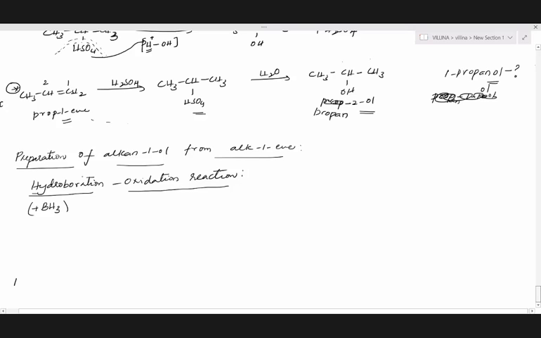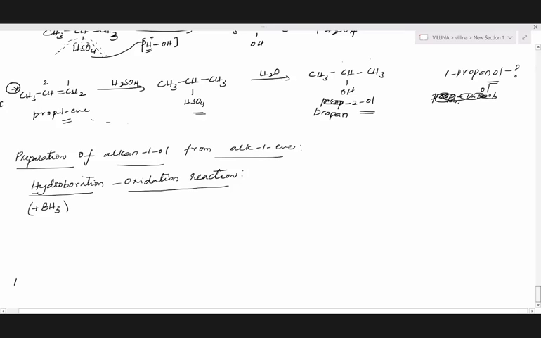hydroboration oxidation reaction. This reaction is very, very important. We can expect at least one question in the phase test. Okay, so understand carefully. Hydroboration oxidation reaction.